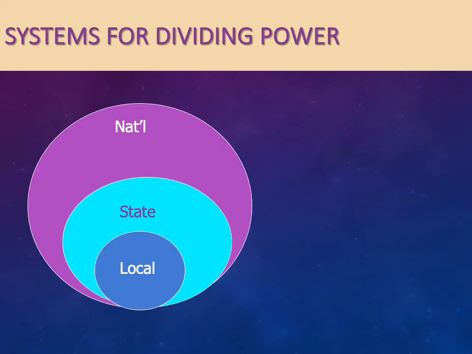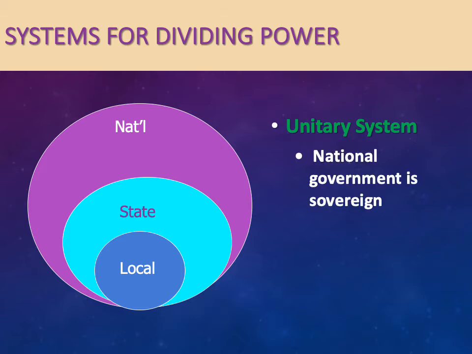Okay, so the unitary system is almost the polar opposite of the confederal system. As you can see from the diagram there, it is the national government that has all of the power. The national government is sovereign. And so in other words, the national government makes all of the policies. They make policy about healthcare, about education, about criminal law, etc.